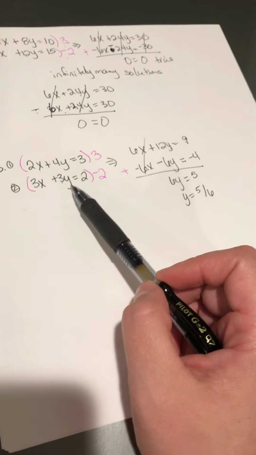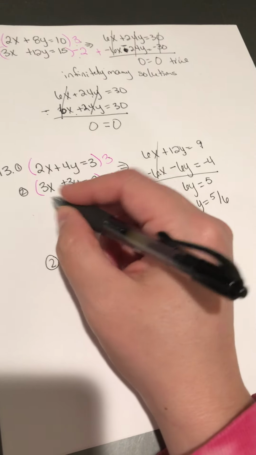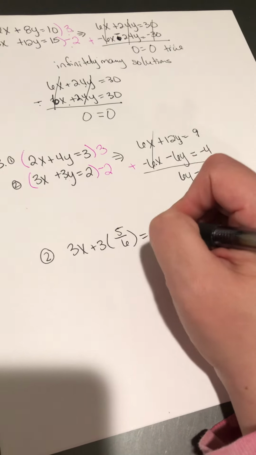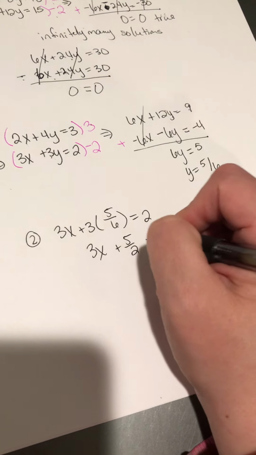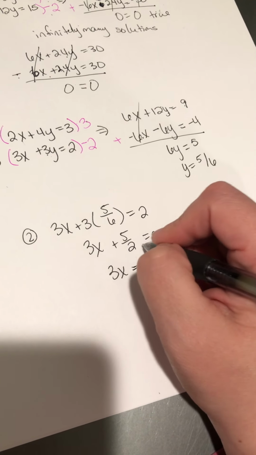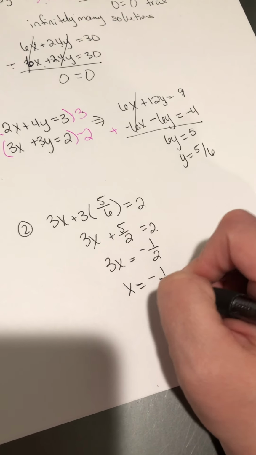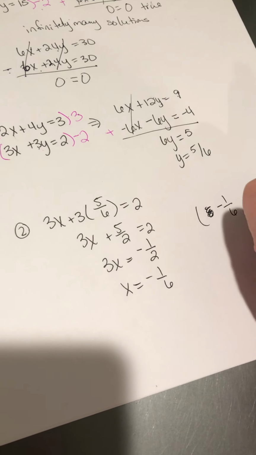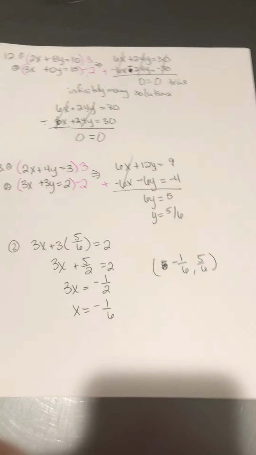So y is 5/6, so now I pick 1 or I pick 2, whichever one I want to use to find x. So I'm going to plug it into 2. So I have 3x plus 3y, which is 5/6, is equal to 2. If I solve that, I get 3x plus 5/2 is equal to 2. 3x is equal to, if I subtract 5/2, negative 1/2. Divided by 3, I get negative 1/6. So my answer here is, oops, it's x first. Negative 1/6, comma 5/6. And you can check it, it does work.